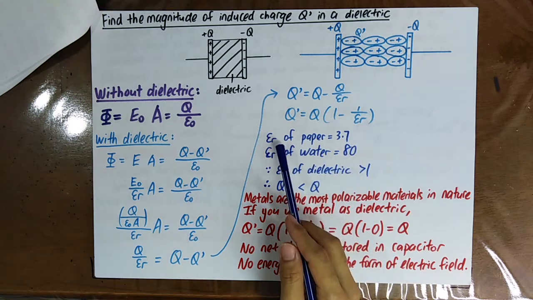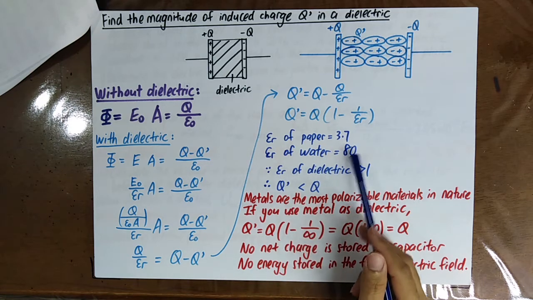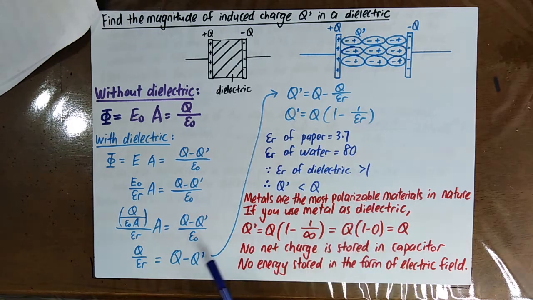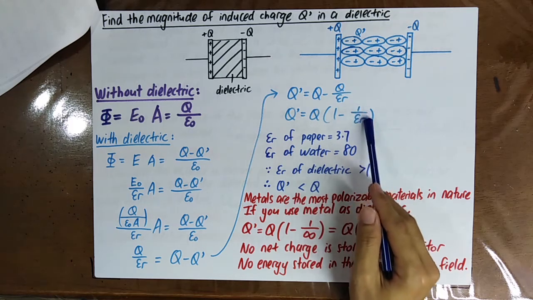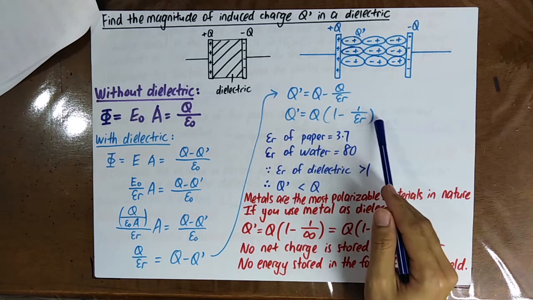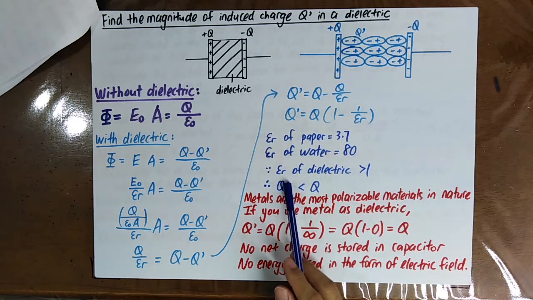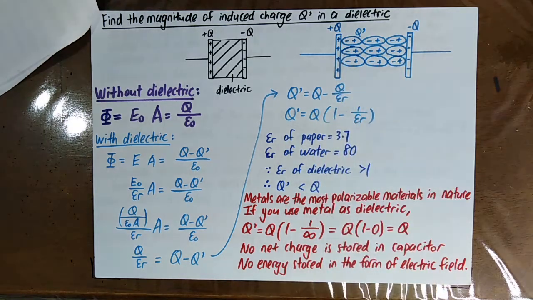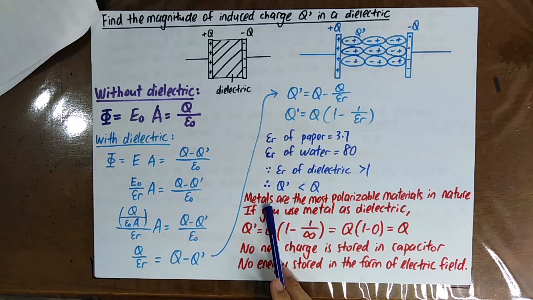For example, the epsilon r of the paper is 3.7 and the epsilon r of water is equal to 80. So you know that epsilon r of dielectric is larger than 1. And then from this equation, 1 minus some non-zero value will have a value of smaller than 1. So you know that the magnitude of the induced charge is less than the charge of either plate of the capacitor. So now assume that you use metals to be your dielectric, then what will happen?